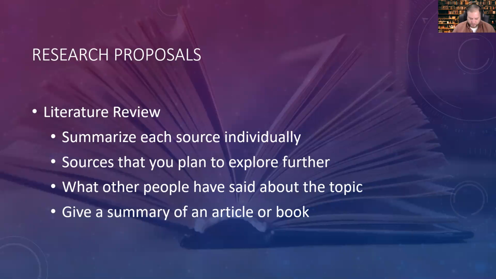The literature review builds on the background and significance by showing that you have done some research on the topic or issue. Here, you should summarize a book or article that you have found in a short paragraph. Each source should be summarized individually. This will help the person reviewing your proposal see that you are knowledgeable on the topic or issue.